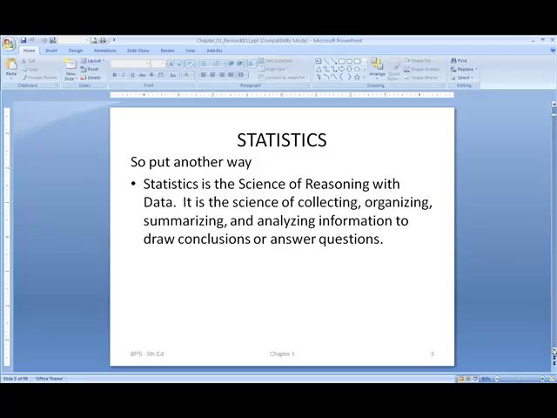So statistics is the science of reasoning with data. Very much our quantitative reasoning that we read in the syllabus. So you can see why it fulfills the quantitative reasoning for our general education requirement. So it's the science of collecting, organizing, summarizing, and then analyzing that information to draw conclusions or answer a particular question or questions we were asked or asking.